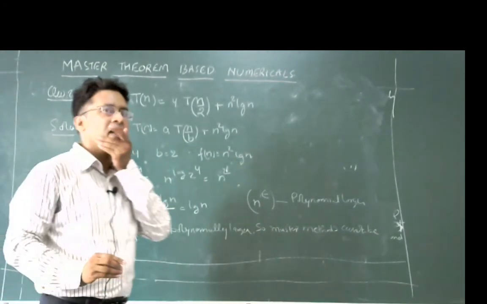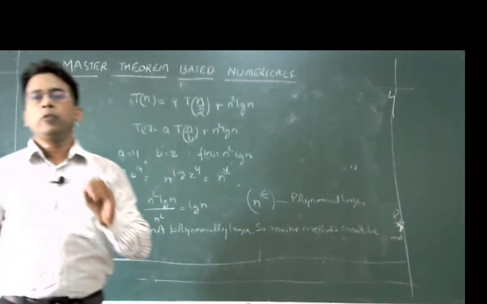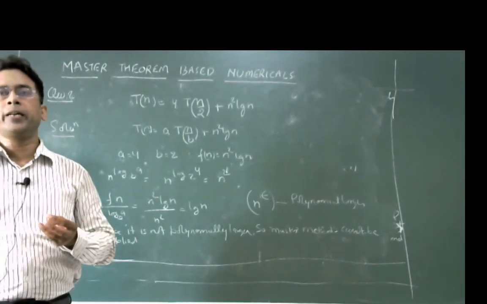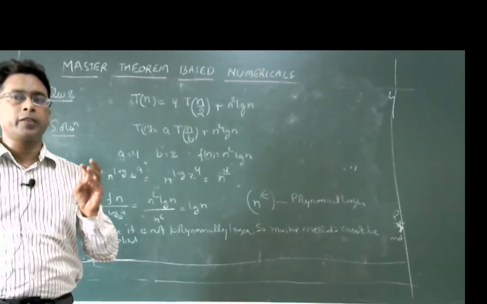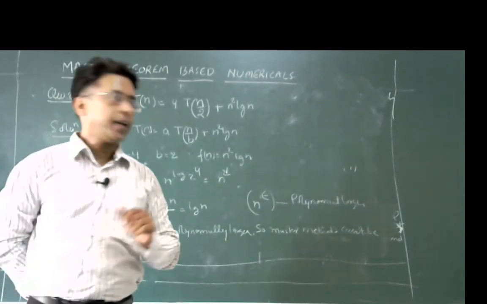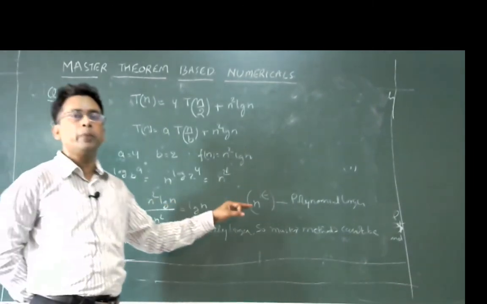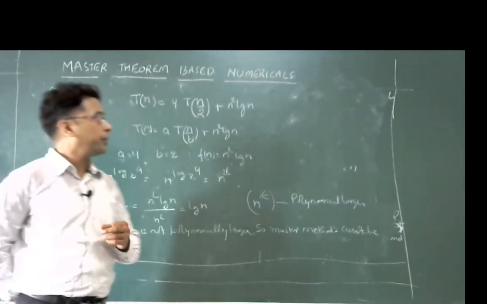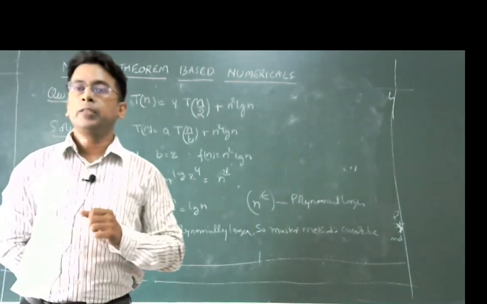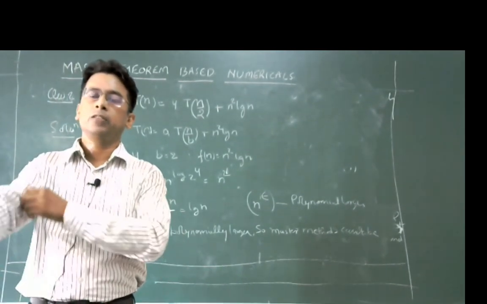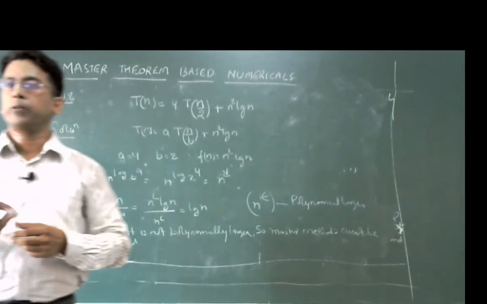So today I have discussed three types of numerical. First, a numerical which needed a transformation. Second, a type of numerical in which we checked the regularity condition. And in the third type of numerical, we found that there are some numericals which cannot be solved using the master's method. So that's all for today. In the next lecture, I shall discuss a few more numericals. Thank you.